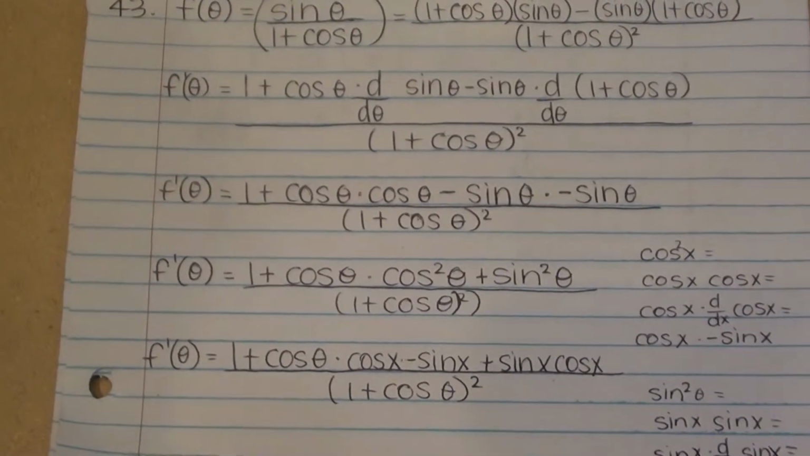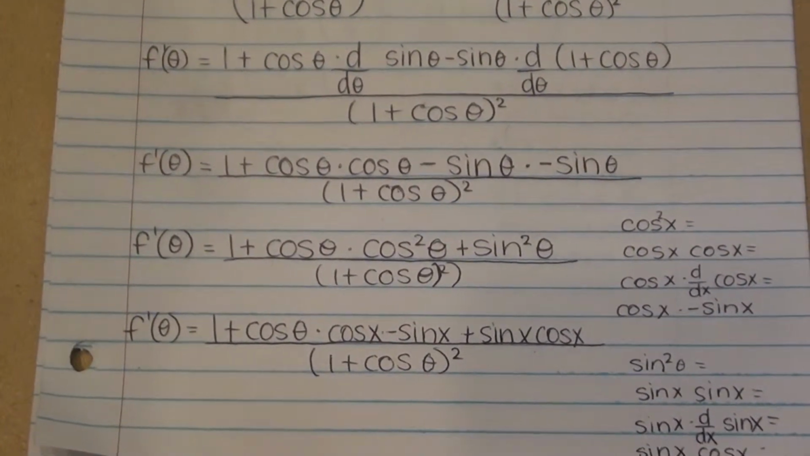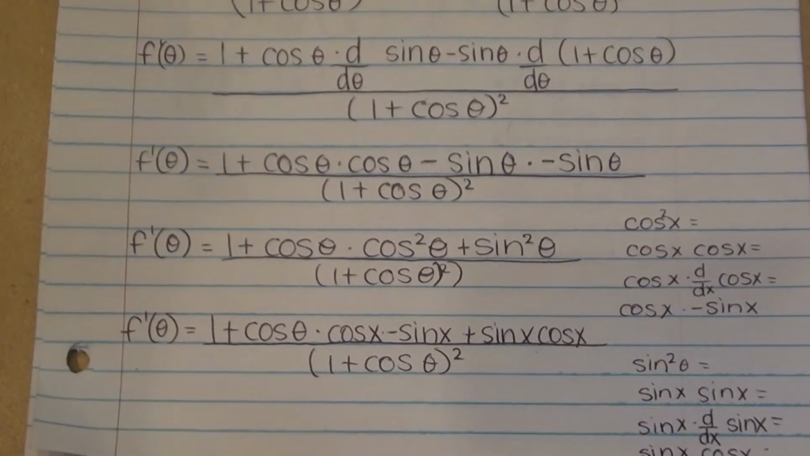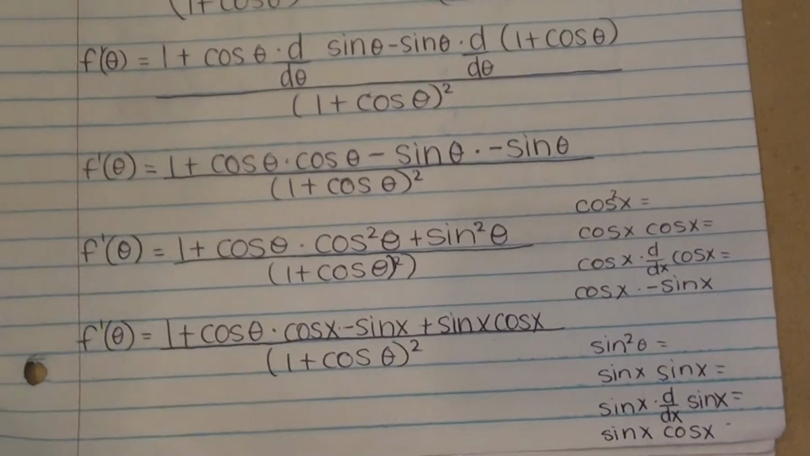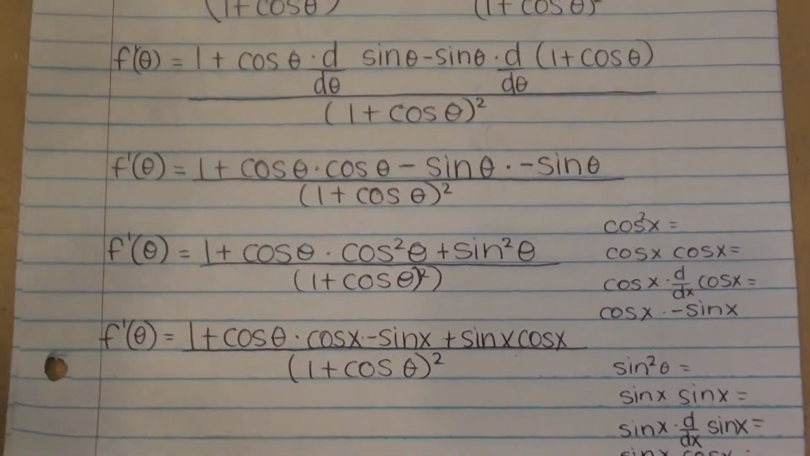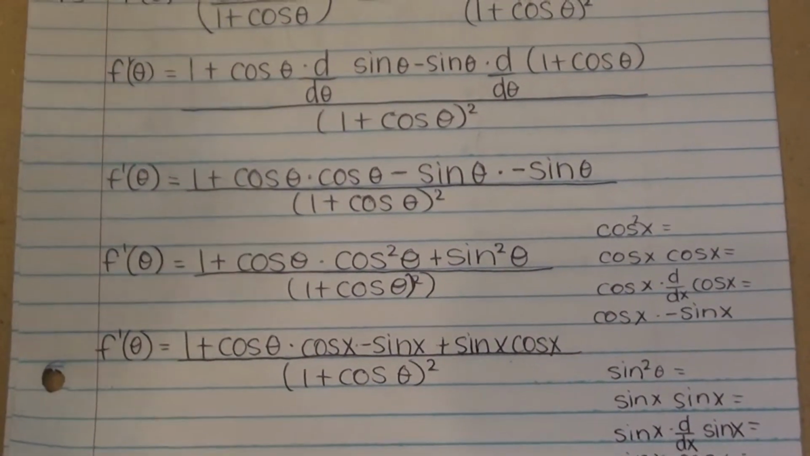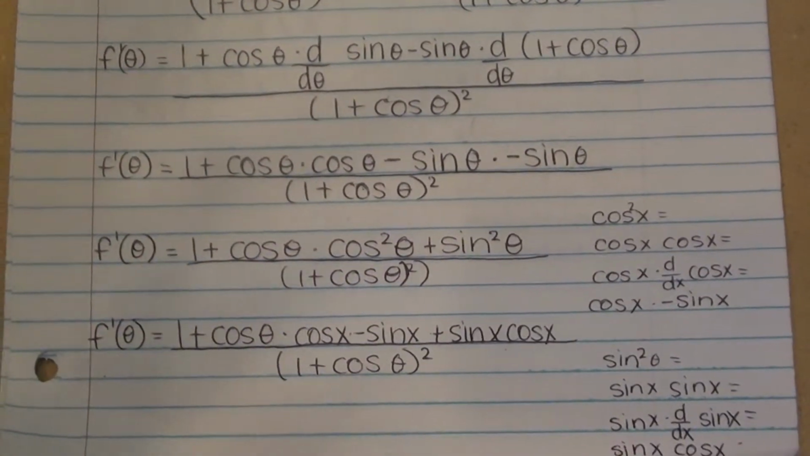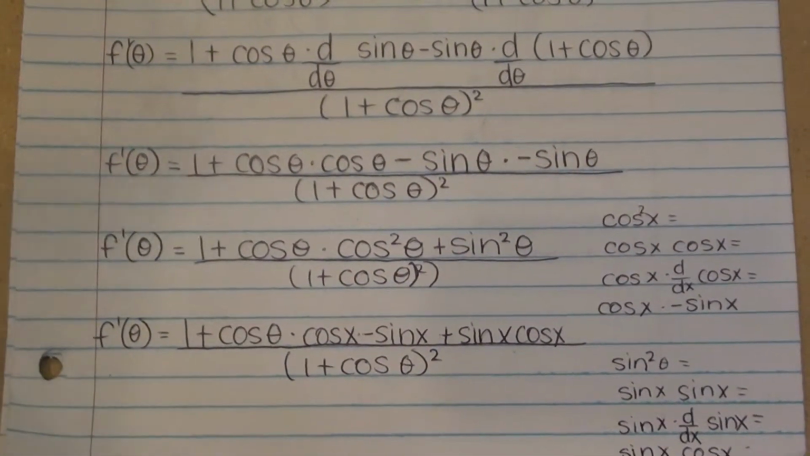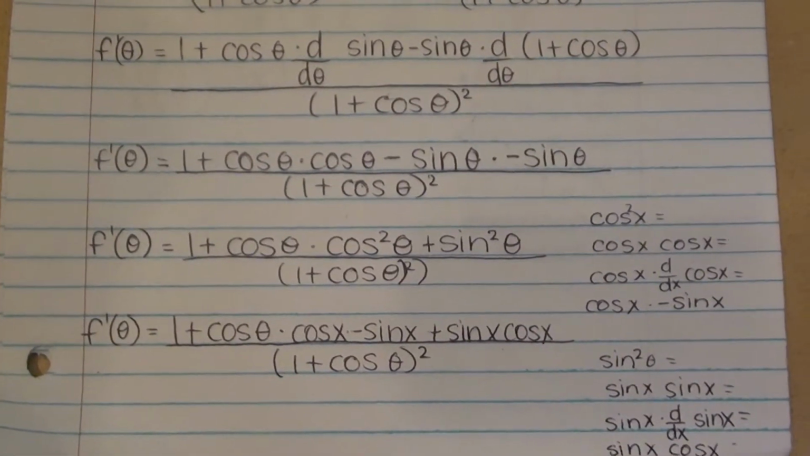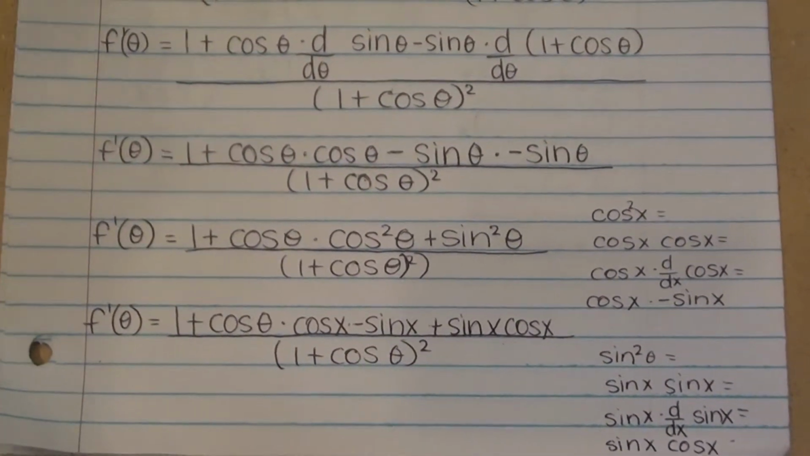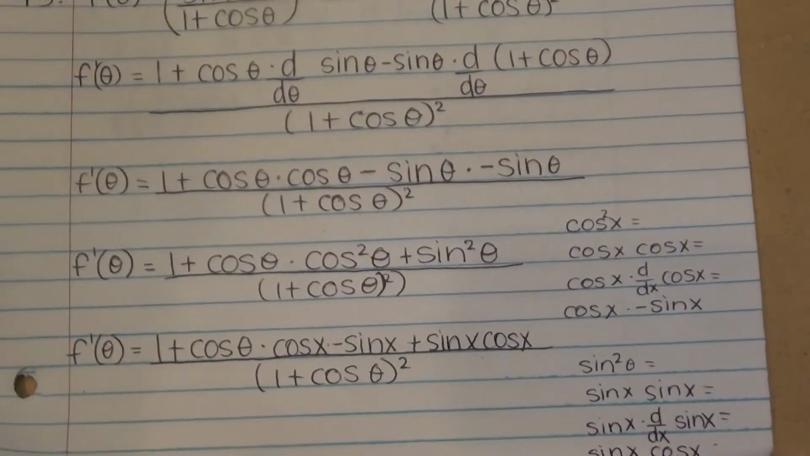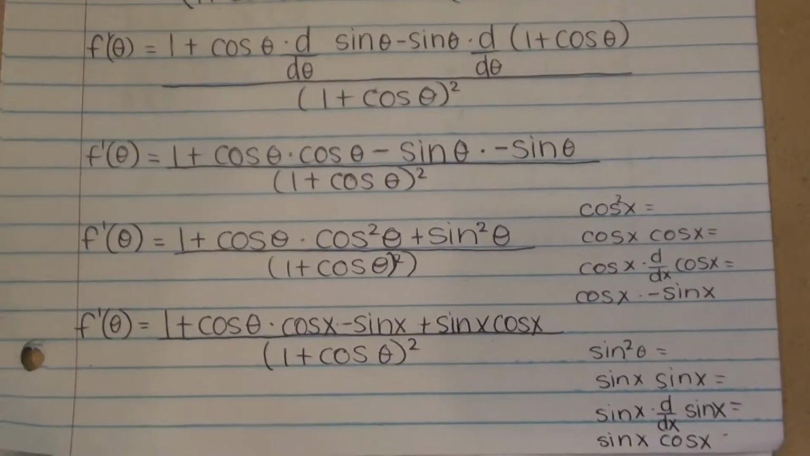Okay, now I'm going to multiply the same trigonometry function. So it'll be f prime of theta equals 1 plus cosine theta times cosine squared theta plus sine squared theta, all over 1 plus cosine theta squared.